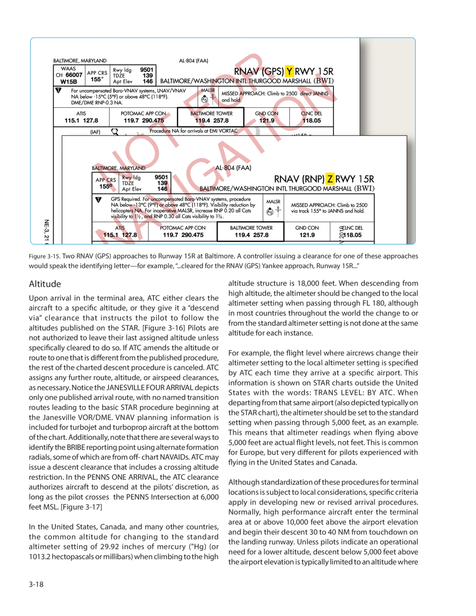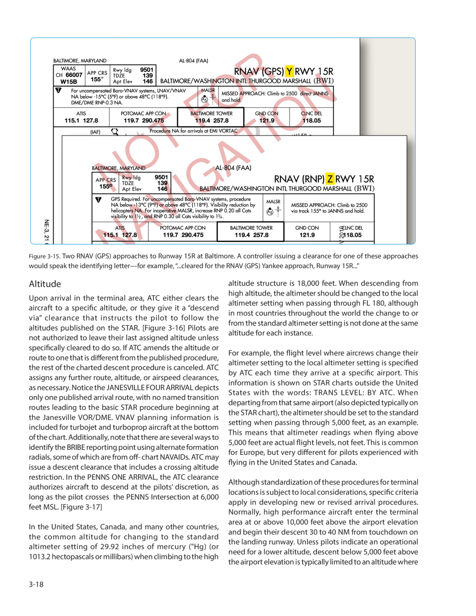ATC may issue a descent clearance that includes a crossing altitude restriction. In the PENS 1 arrival, the ATC clearance authorizes aircraft to descend at the pilot's discretion, as long as the pilot crosses the PENS intersection at 6,000 feet MSL. Figure 317. In the United States, Canada, and many other countries, the common altitude for changing to the standard altimeter setting of 29.92 inches of mercury, Hg, or 1013.2 hectopascals or millibars, when climbing to the high altitude structure is 18,000 feet.